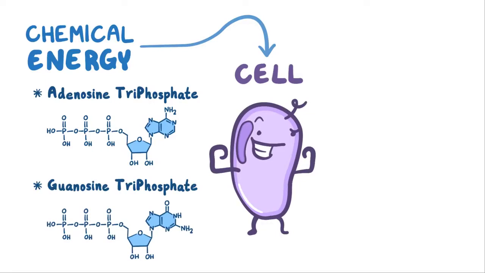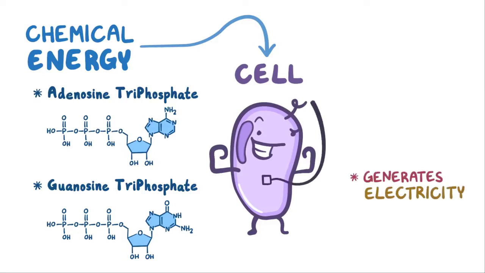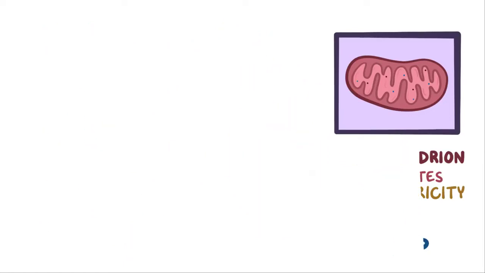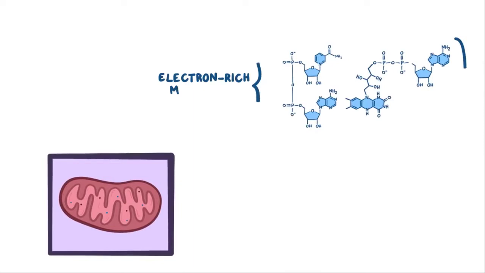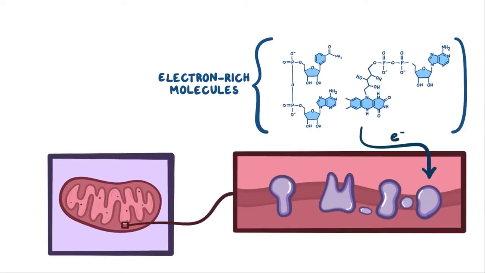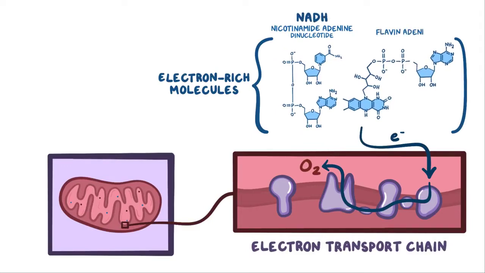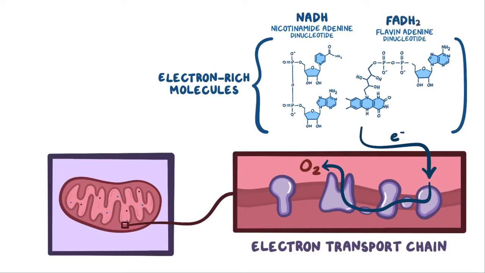For cells to make ATP, a process generating electricity has to take place in our mitochondria. Electricity is power. And thanks to electricity, ATP is made. Now, to create electricity, electron-rich molecules have to deliver electrons to a chain of complexes, called the electron transport chain, which move them to a final acceptor, a molecule of oxygen. And there are two electron donor molecules, nicotinamide adenine dinucleotide, or NADH, and flavin adenine dinucleotide, or FADH2.